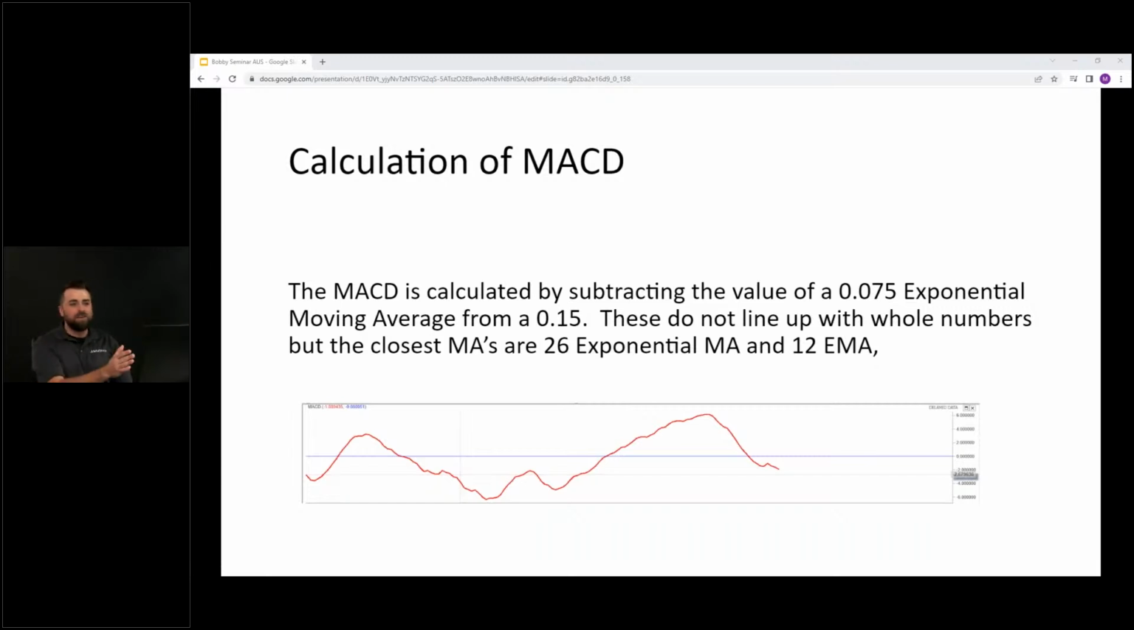Yeah, so we're talking about the MACD here. And what that is, again, is the moving average convergence divergence. And in order to calculate this, you would subtract the value of a 0.075 exponential moving average from a 0.15 exponential moving average. And these do not line up with whole numbers generally, but the most common moving averages used are the 26 exponential moving average and the 12 exponential moving average. So if you use those two, that's what you can see is plotted right here.